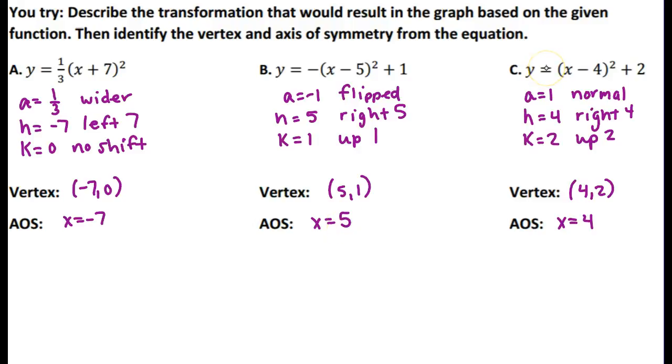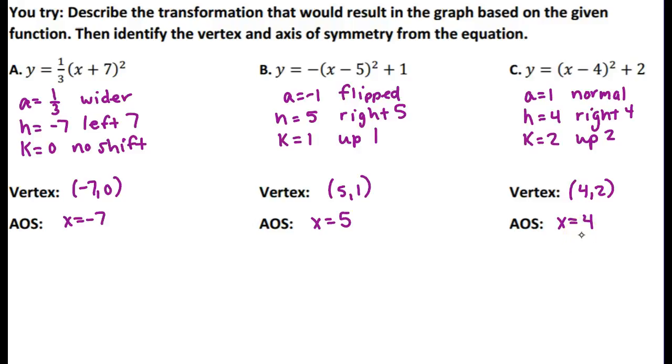In C, a is equal to 1, so there is no number in front of the parentheses, so that's just normal like the parent function. Your h value is going to be the opposite of this, so that's 4. Your k value is the same as this, so that's 2. So we're shifting right 4 and up 2. Vertex of 4, 2. Axis of symmetry is x equals 4.